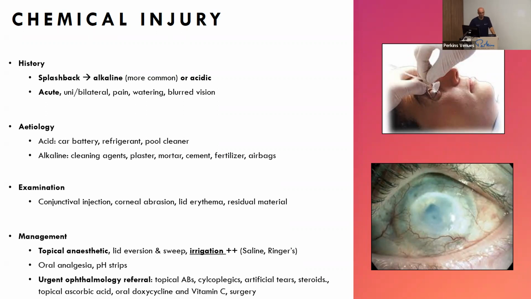So discuss early is the advice. And in the meantime, you're providing analgesia, irrigation, and mechanical removal. They're the mainstays of management for chemical injury.